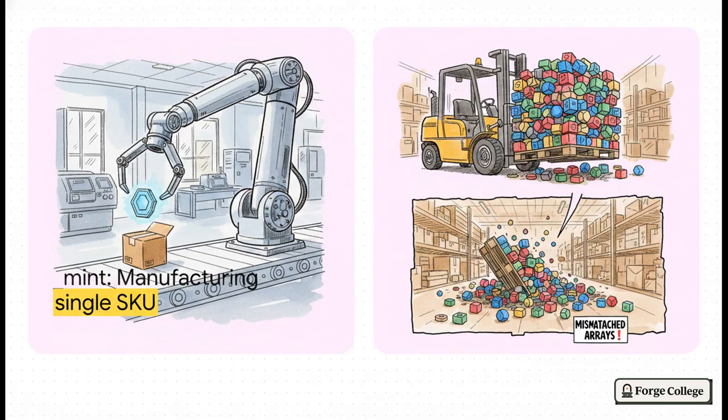Now, mint is great for manufacturing a single SKU, but what about mintBatch? Oof, that is like loading a massive, full pallet of mixed SKUs and moving them all at the exact same time. It saves a ton of network gas compared to doing them one by one. But a quick warning here. You pass in an array of token IDs and a matching array of amounts. If those two arrays aren't the exact same length, well, congratulations, you've just dropped the pallet all over the warehouse floor. Your transaction reverts. So always double check your array length.